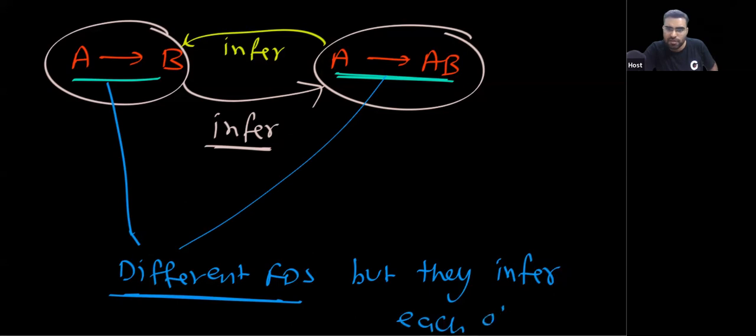Is this clear? Tell me, did you understand? So these functional dependencies are different, but they infer each other. Very simple, right? Is this clear? Now tell me, what is the definition of closure of FD?